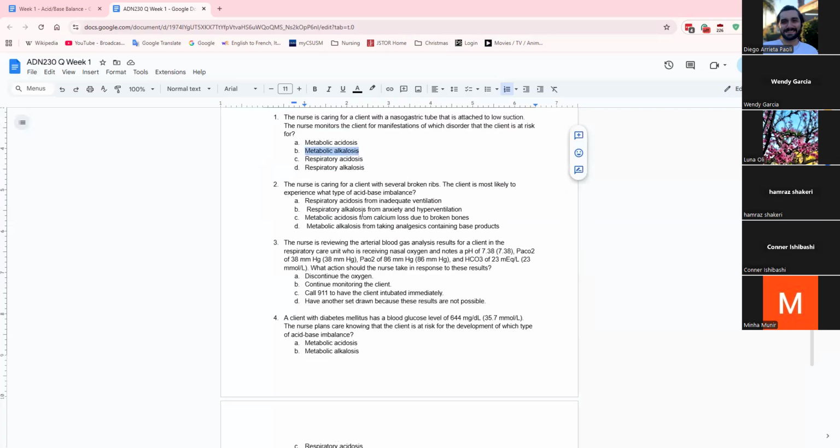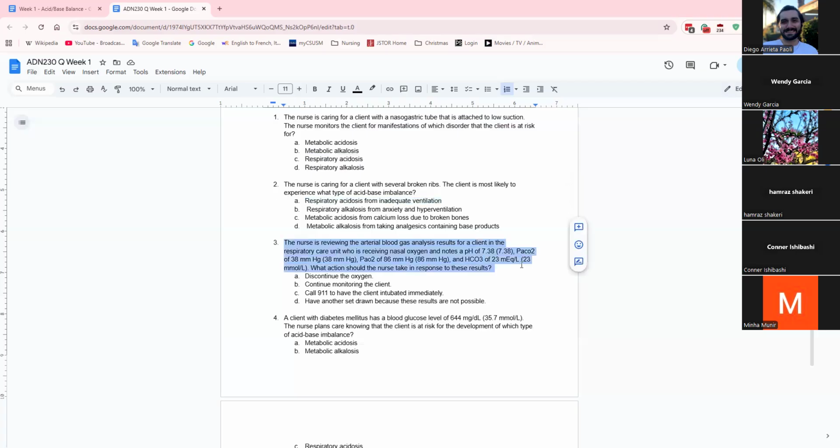Okay. They have a patient with several broken ribs. That would make it hard to breathe, right? So this person is then having an issue with their breathing. They're not able to get as much oxygen in and not able to get as much carbon dioxide out because they are having a hard time breathing. So this would be respiratory acidosis due to inadequate ventilation, ventilation meaning breathing in and out.